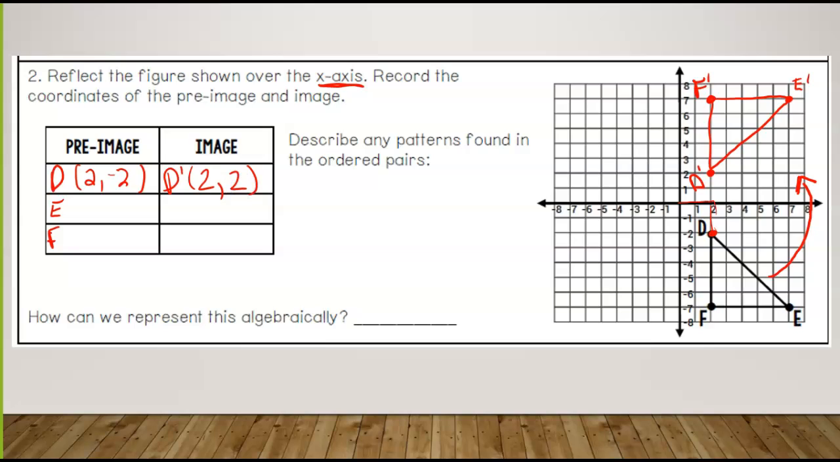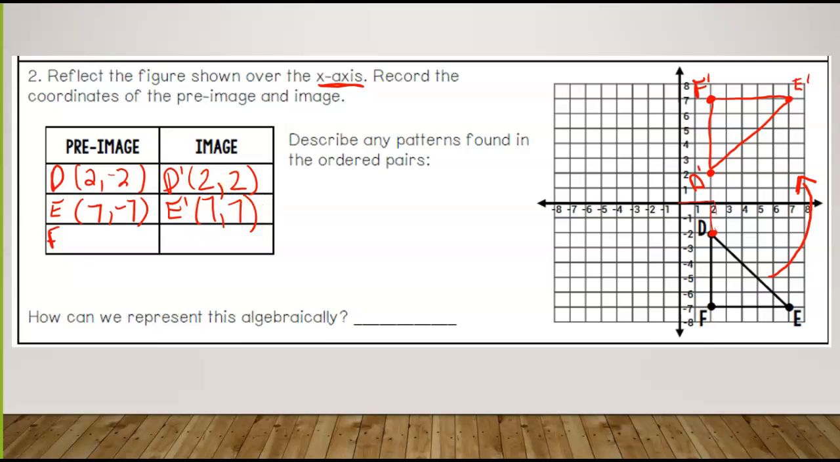All right, what about E? Ordered pair E, the original E. 7, -7. Very good. What about E prime? E prime would actually be 7, 7, because we got to go straight up.